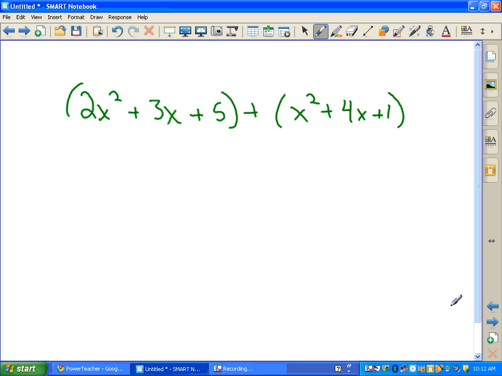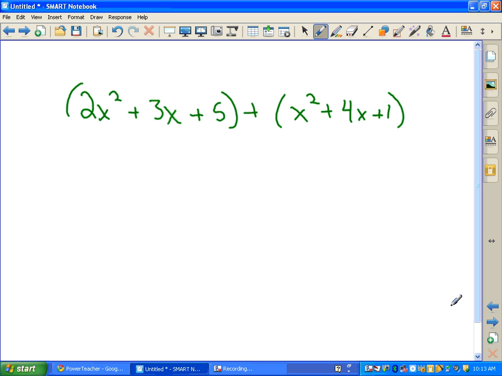Okay, today's lesson is on adding polynomials, which is actually very similar to yesterday's lesson with simplifying polynomials. We're basically doing the exact same thing. All that we're going to do when we're adding polynomials is combine the like terms, just like we did yesterday and just like we did when we were solving two-step equations. All we need to remember is that like terms have the same variable and the same exponent.